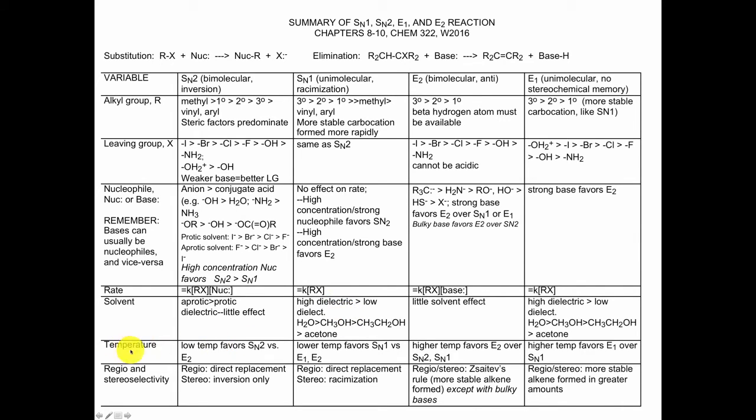And finally, temperature is one of the things we can control, and lower temperatures tend to favor substitutions, SN2 or SN1, compared to eliminations, which tend to be favored by higher temperatures.